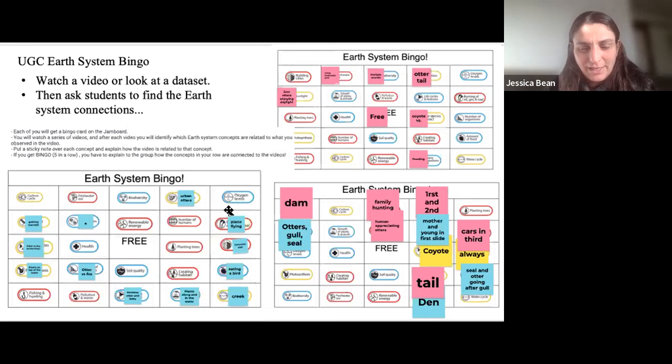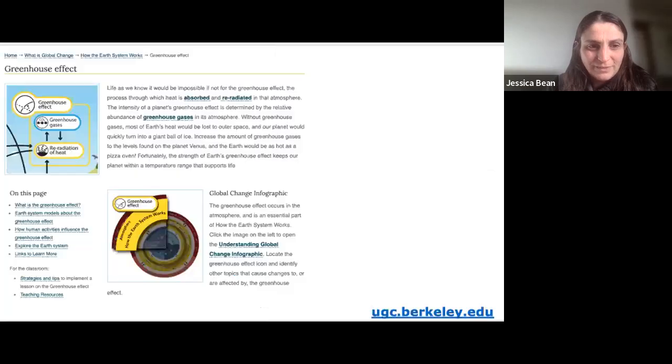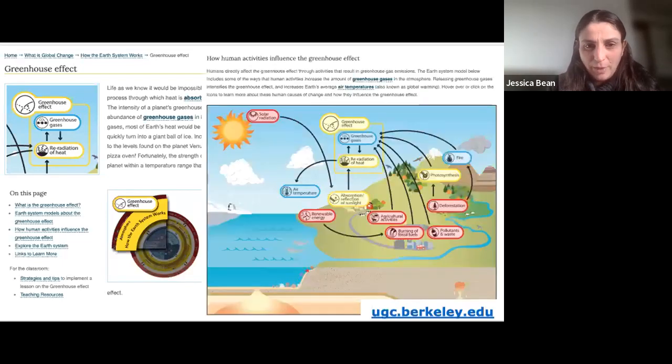So the example you're seeing here is actually from a project I do about river otters in the San Francisco Bay. And we showed teachers a number of videos about river otter ecology and behavior. And we asked them to make connections to other parts of the Earth system and show what they know about the river otters by playing Earth System Bingo, which was really fun. So again, there are lots of examples of models and these types of Earth system connections on the website. So you can see those on pages like this one about the greenhouse effect.